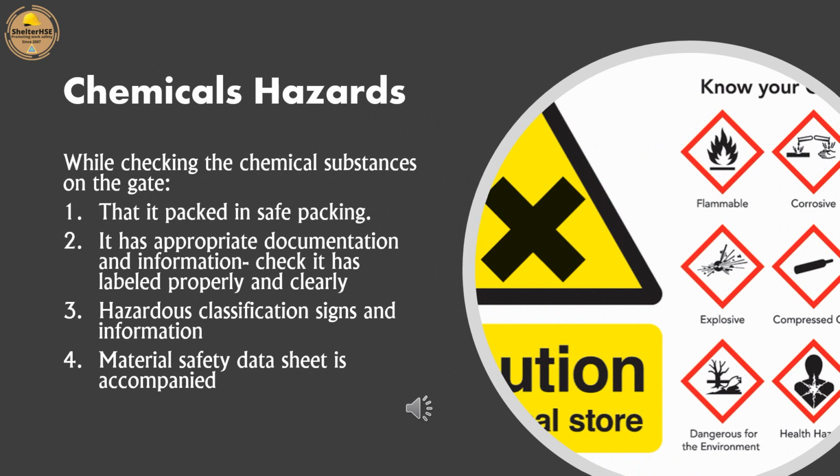While checking the chemical substances at the gate, check that it is packed in safe packing. It has appropriate documentation and information. Check it is labeled properly and clearly. Hazardous classification signs and information are present. Material safety datasheet is accompanied.